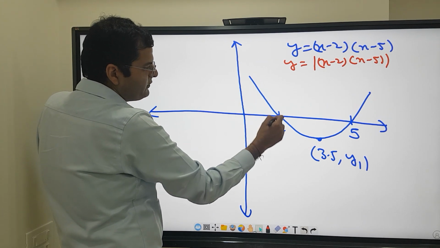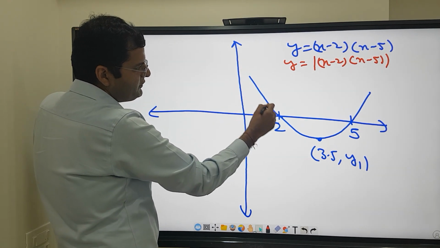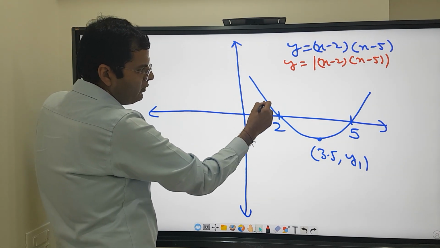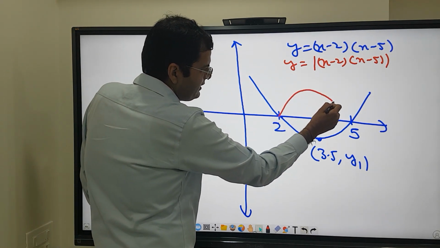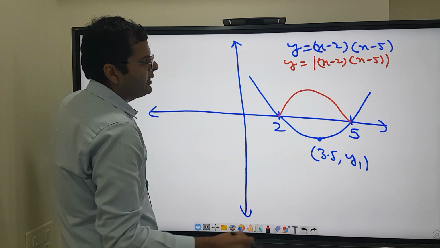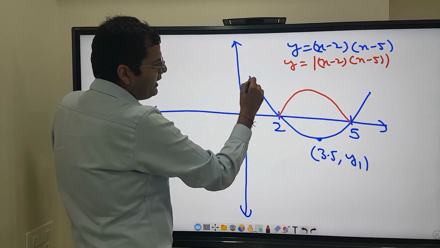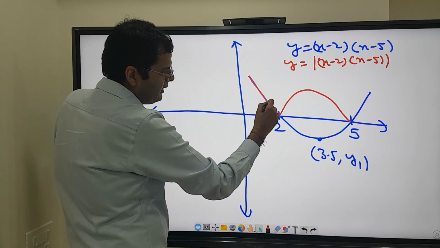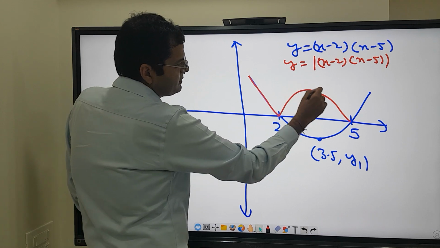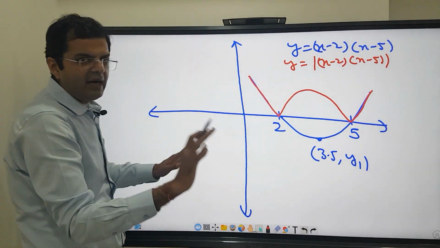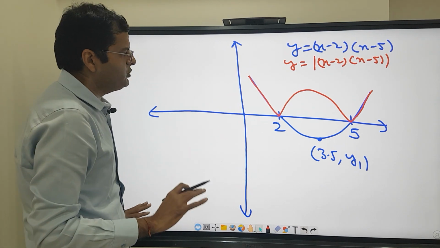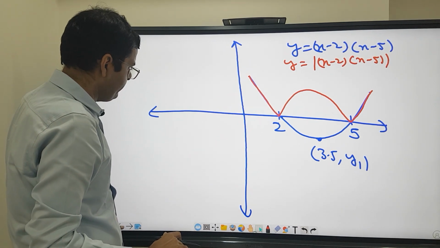So the graph on the positive side of x and y will move as it is. From this point onwards, the graph becomes like this. So the graph of the absolute value will be from here, it will go like this, then it jumps like this, and then it goes like this. So this is the graph of the absolute value of (x minus 2) times (x minus 5).